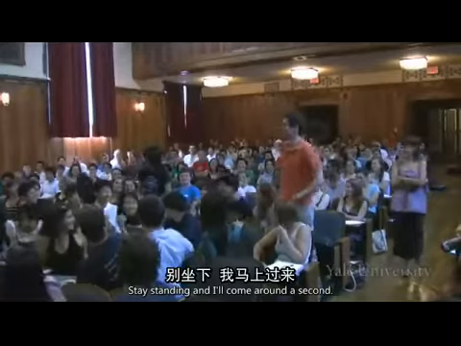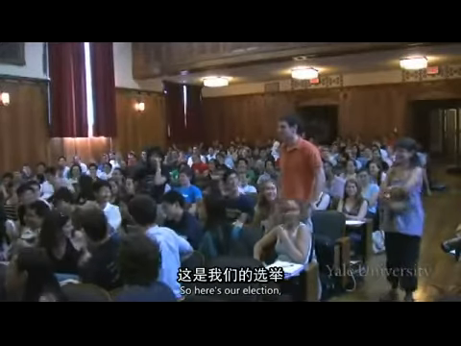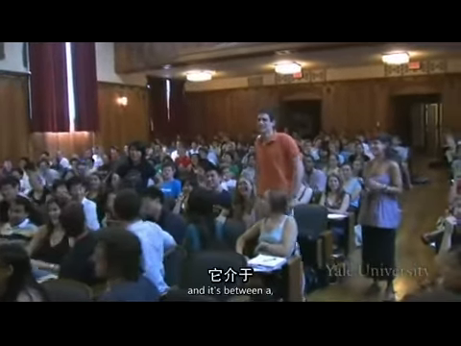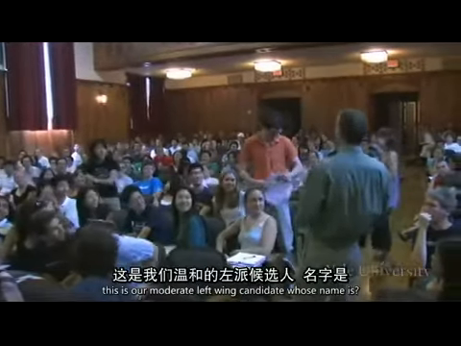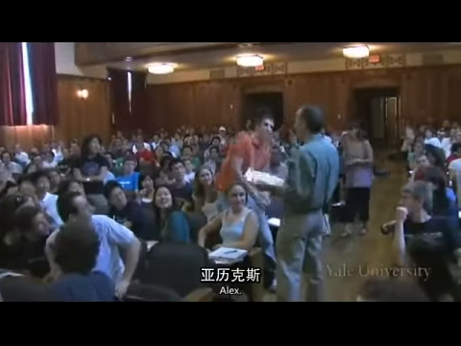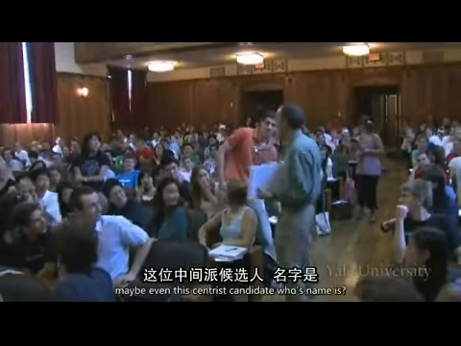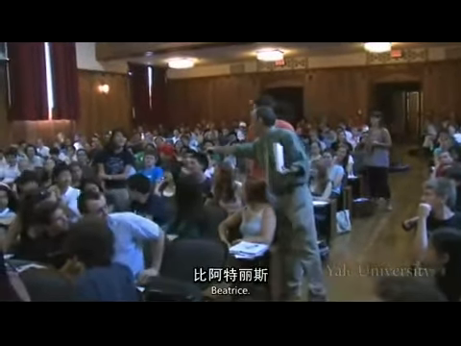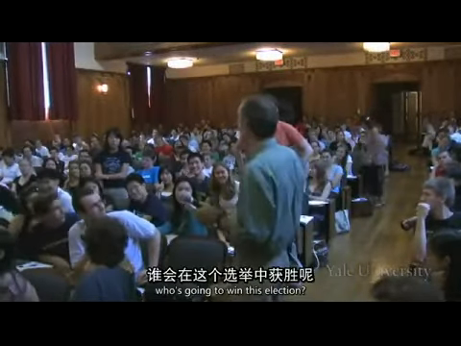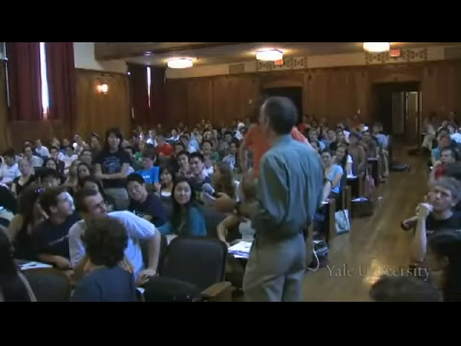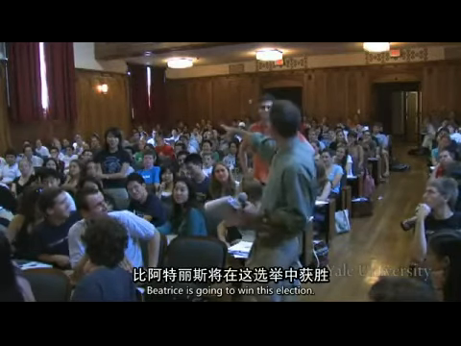And I'll come around a second. All right, so here's our election. And it's between, which way do we do it? This is our left-wing candidate. This is our moderate left-wing candidate, whose name is Alex. And our centrist candidate, maybe even the centrist candidate, whose name is Beatrice. All right. So this is the election. Who's going to win this election? Right? Beatrice is going to win this election, right?